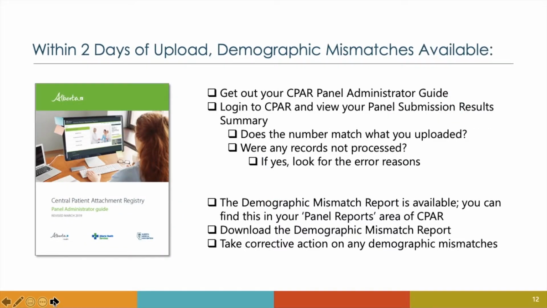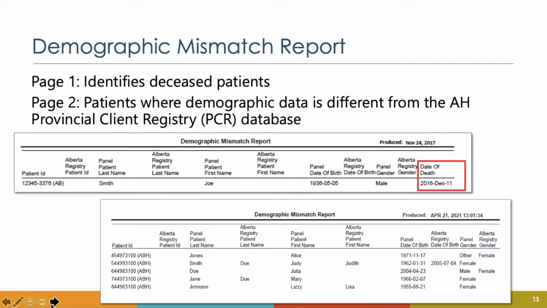Once it's been uploaded by the vendor, within 2 days you can log in, and first you'll look at your CPAR panel submission results summary. You'll want to see: does that number match what you uploaded, and were any records not processed? Then the demographic mismatch report is available. You can download that report, taking into account your clinic's policies on information in your computers.